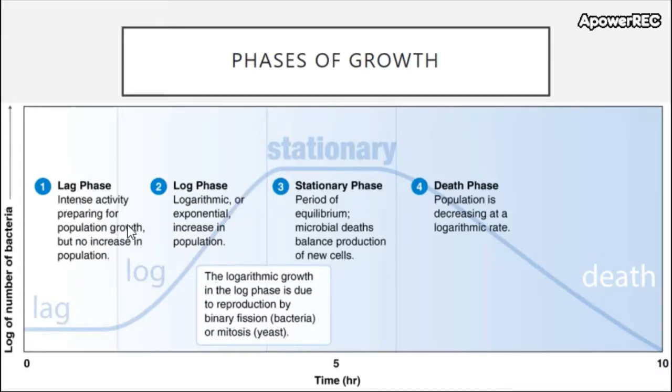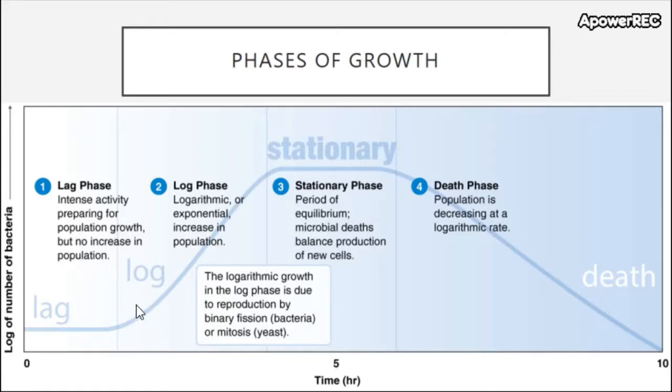And so initially, when you first add those E. coli, it's kind of like you just drop them on a deserted island. They have to first kind of sense what's going on around them. They have to start making cellular machinery and components in order to grow and things like that. So you don't have a lot of microbial growth or cellular division in this first phase. So this is called the lag phase. It's a phase of intense activity preparing for population growth, but no increase in population.